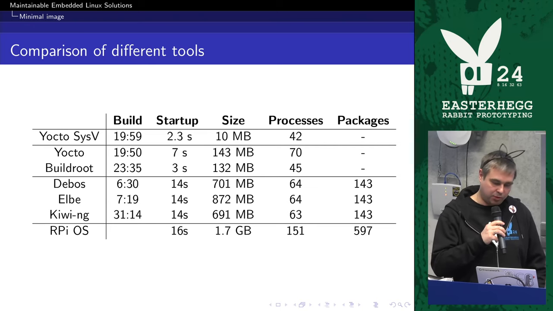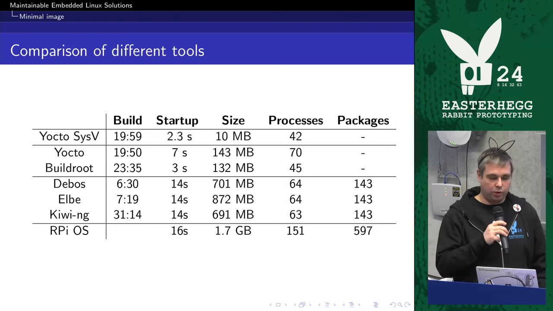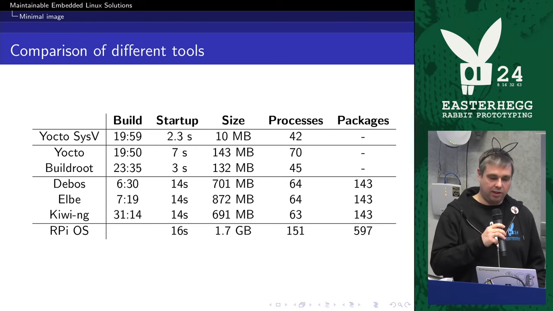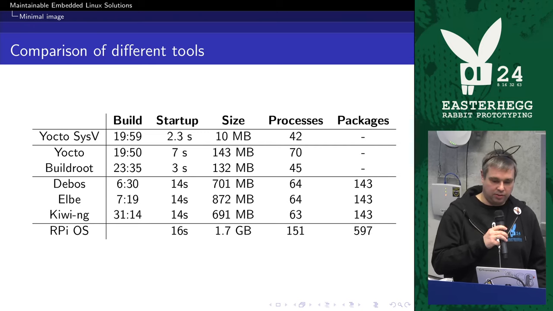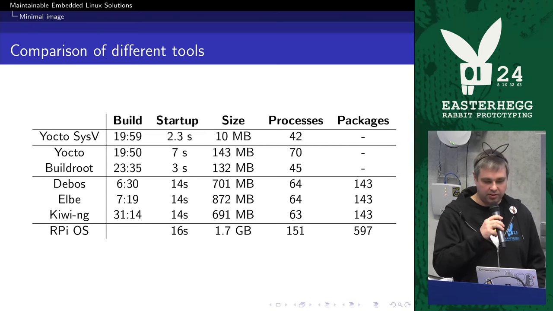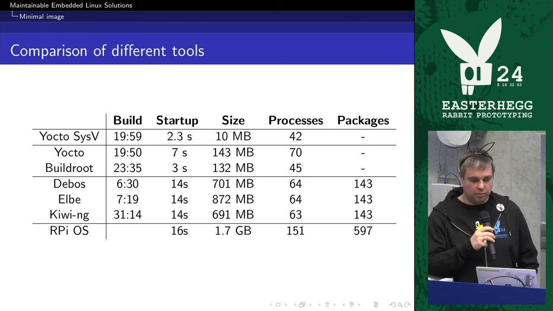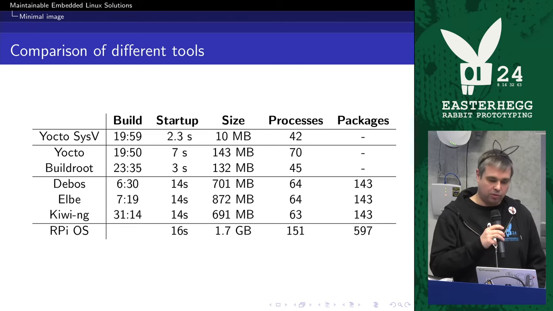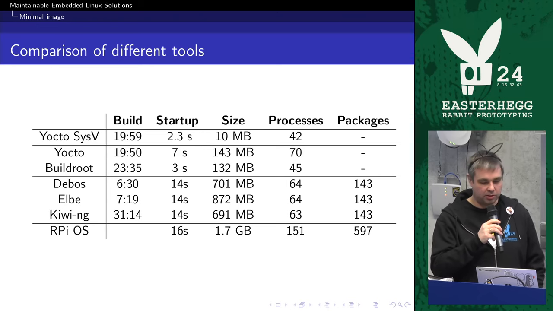And so you can see sysvinit was the fastest here. Then Yocto and Buildroot seem to have very different out-of-the-box configurations for systemd, which you can also see in the processes. And this is also reflected in the startup numbers in the end. Elbe, Debos, and Kiwi are very comparable with the startup time, which also makes total sense, as in the end it is the same software installed, since we used Debian bookworm packages for all three images, which is also the base for the Raspberry Pi OS. And the Raspberry Pi OS is out of the box, from a startup time point of view, a little bit slower, but not much. Roughly in the same range, without optimization, as the other tools building images from Debian packages.